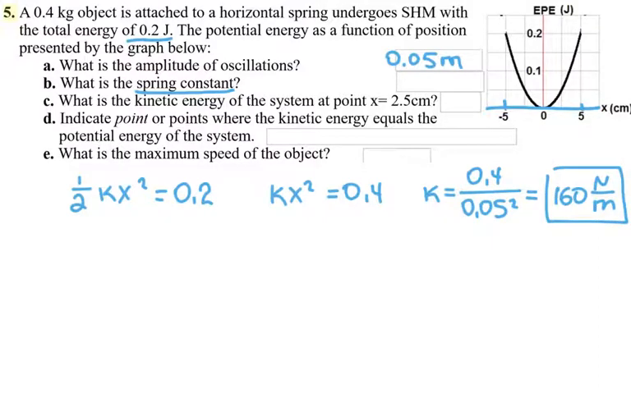For C, they ask what's the kinetic energy of the system at 2.5 centimeters. So I can calculate the potential energy at 2.5 centimeters, and then the rest is going to be the kinetic energy because the total energy of the system is 0.2.